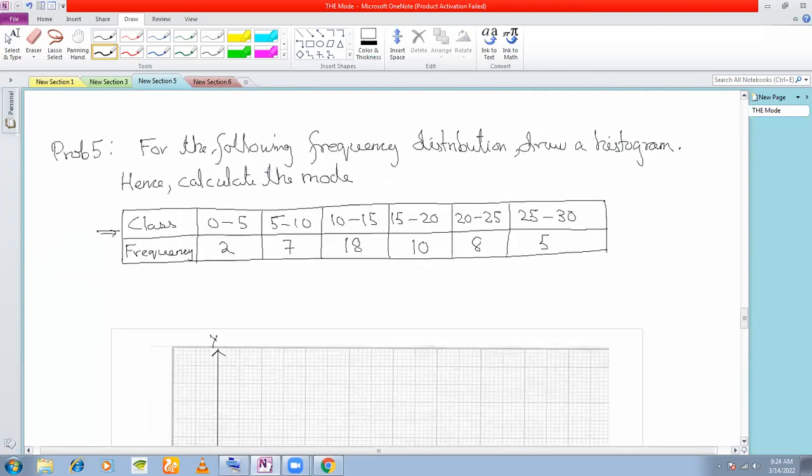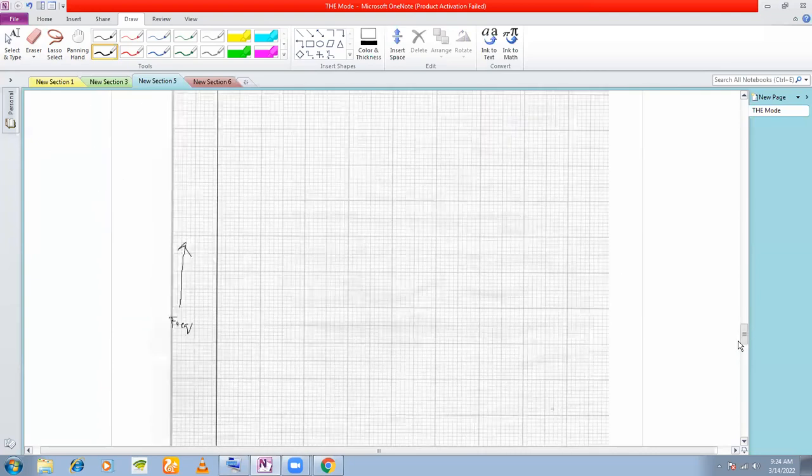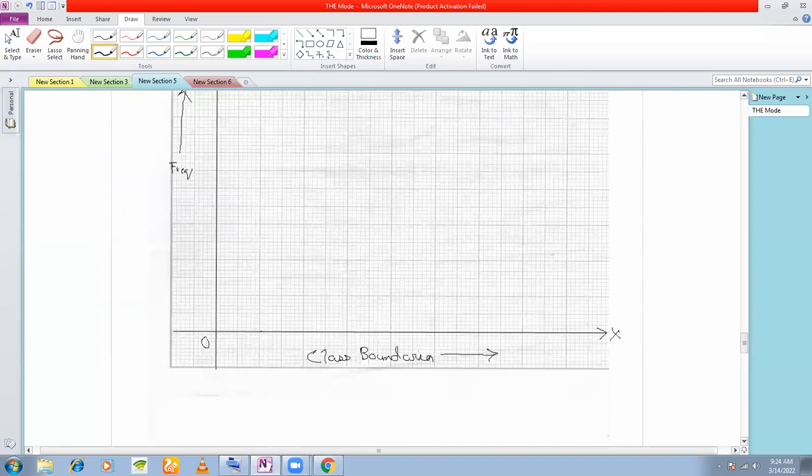Now the next thing is you need to decide the scale. In the x axis, you are plotting the class, and class starts from 0 and ends with 30, right? So if I take 10 divisions as 5 units here, so this is 5. Try to get as big a scale as possible, because if you are utilizing the entire graph paper, then you will get very accurate results. Otherwise, you will not get accurate results. So I've taken 10 divisions as 5 units. 10, 15, 20, 25, and finally you have 30.